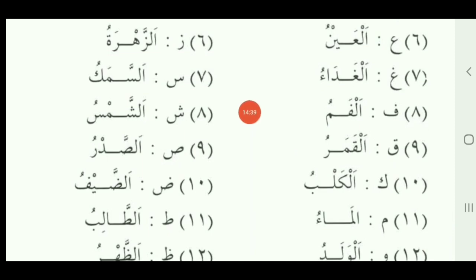Ash-shamsu meaning the sun. Here the same thing applies too. As-sadru meaning the chest. As-sadru, we never pronounce the lam, but we have a sign indicating there is a lam before the sad. And also here we have ad-daifu meaning the visitor.